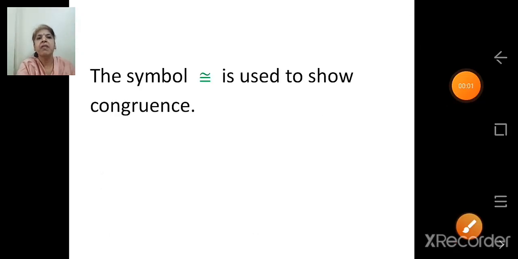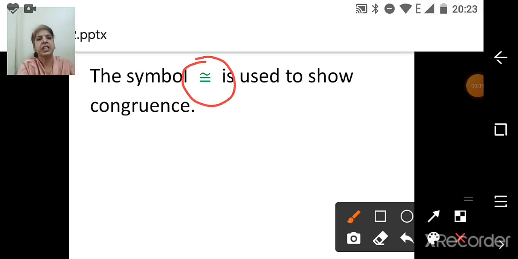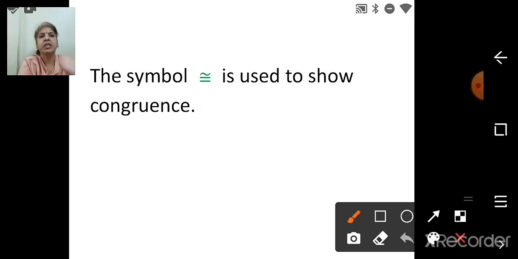The symbol of congruency. This is the symbol of congruency. So for the symbol of congruency, you have to put an equal to sign and then this way. So this is the symbol of congruency.